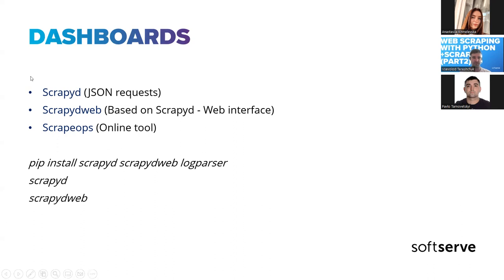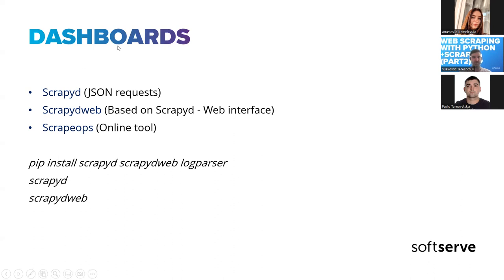Dashboards provide this functionality, and for Scrapy you have Scrapyd. This is the basic mechanics that has scheduling and logging, and the more advanced version of this is ScrapydWeb. ScrapydWeb is based on Scrapyd, but uses a web interface, and it also has additional features. I will show you in the practical part. Also, there is an online tool, ScrapeOps, described on their own site. I will share a link with you so you can become familiar.